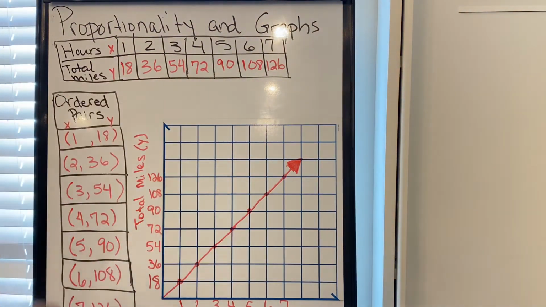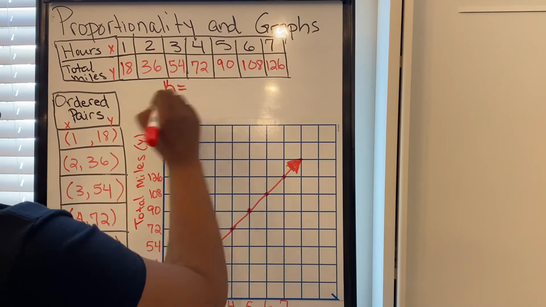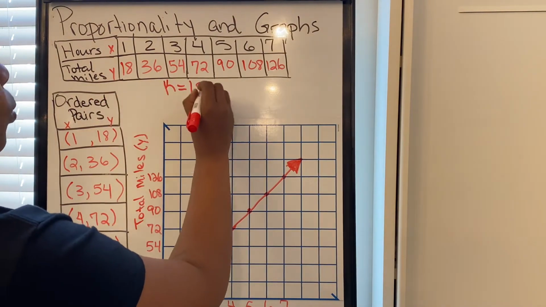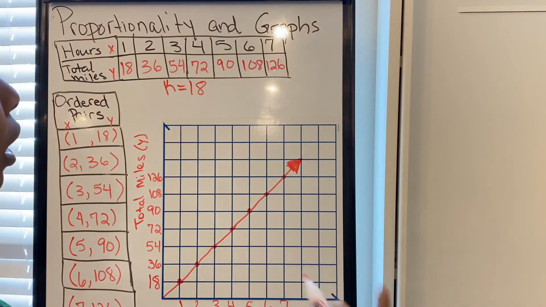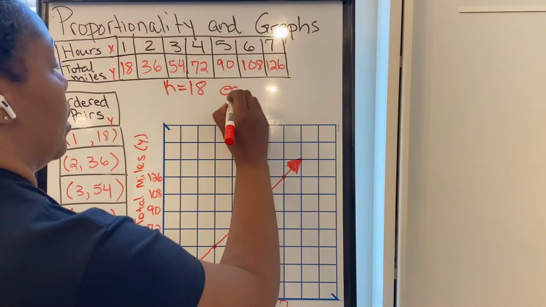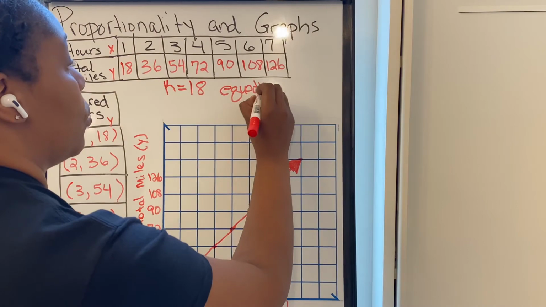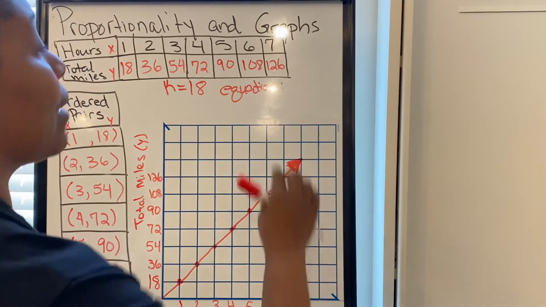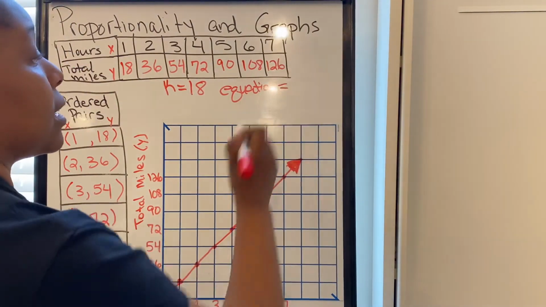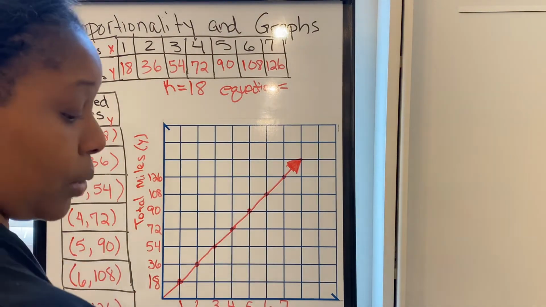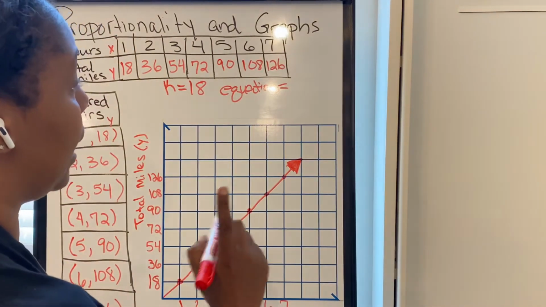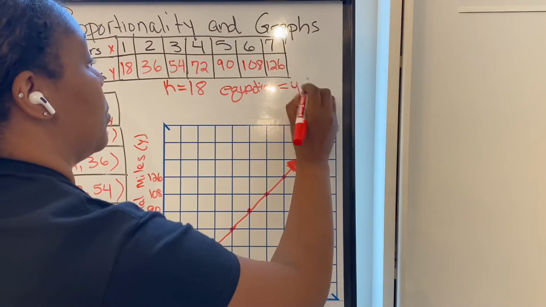Okay? So in this situation, our constant started off at 18 because it was 1 hour and then it was 18 miles. So our equation, you're going to have to write your own equation. Now, like I said, we have done this before, guys. This isn't the first time we've done it, okay? So since I already know what my k is, we have, oops.